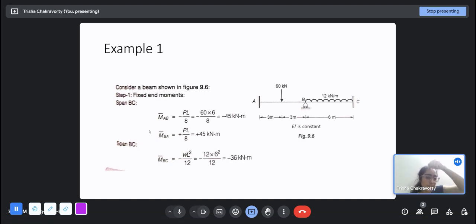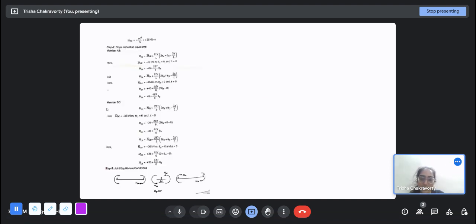Like in a fixed beam, if there is a load at the midpoint, or a uniformly distributed load, or a point load at distance A from one end and B from the other end, there are certain formulas that you have to remember for this MAB bar and MBA bar. Then the unknowns here, what are the unknowns here?